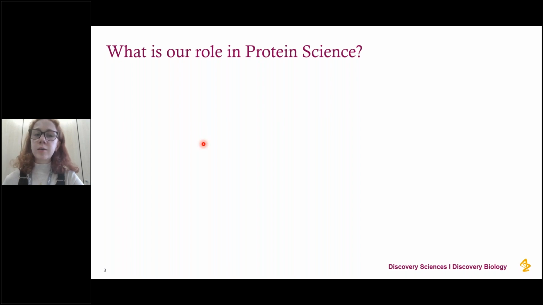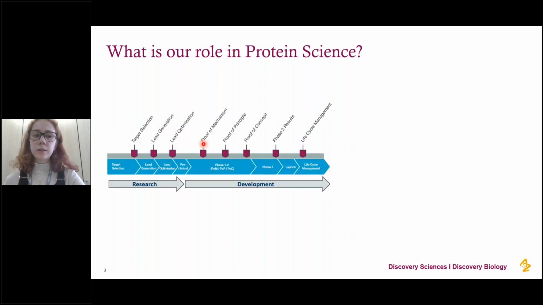In the UK, we primarily produce proteins to support projects in our oncology therapy area. And we have another protein sciences team based over in Sweden. They produce proteins for the other 3 therapy areas. So in the drug discovery pipeline, we sit at the very early stage of it.